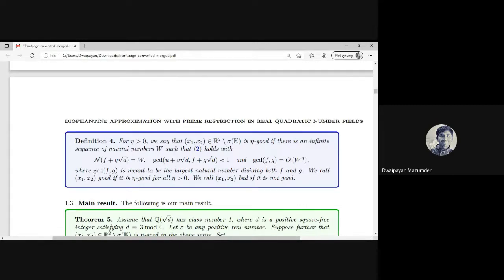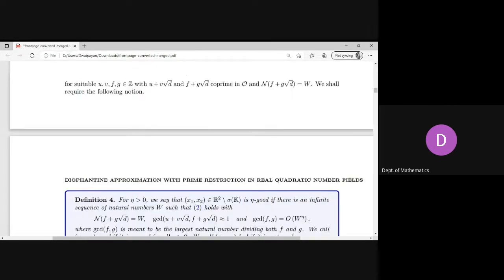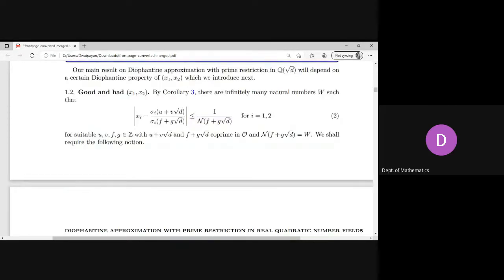Infinite sequence of natural numbers, that, yeah, what's that? Holds with norm. Hello. Yes. Yeah. So this inequality holds with norm of f plus. Hello. Right. Yes, Dwaipayan. Yeah, so is it okay? Natural numbers that holds, explains.